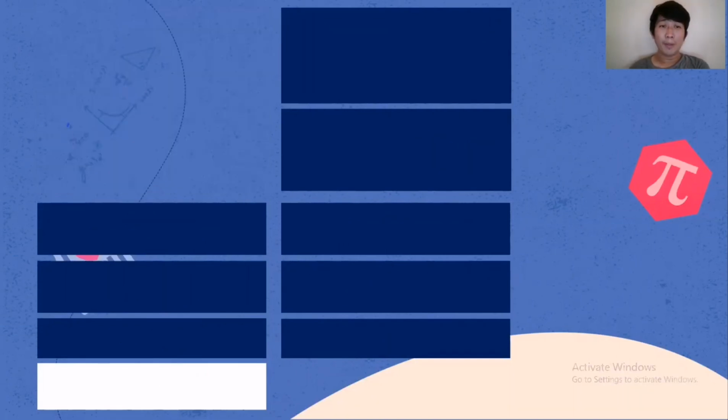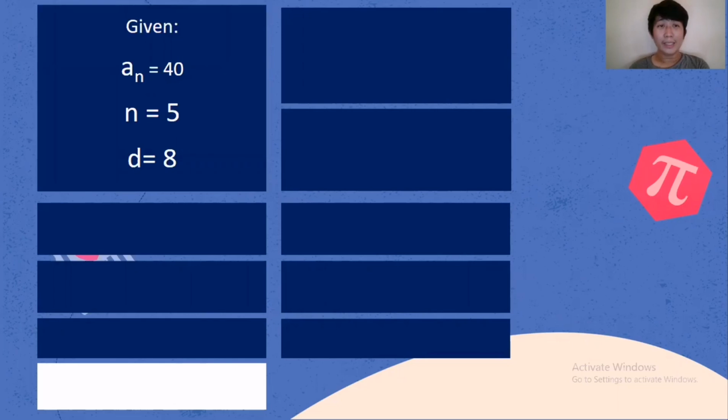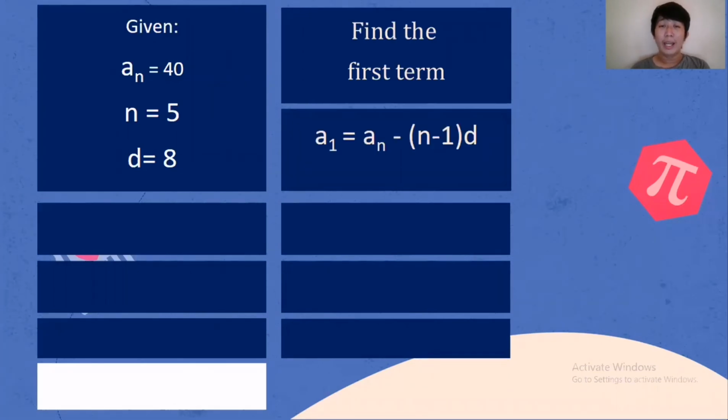Let's now try to solve another problem. Given a sub n is 40, n is 5, d is 8. Oh, a sub 1 is missing. That means we are going to find the first term based on the given example. What is the first term of the sequence? The formula to be used is a sub 1 is equal to a sub n minus the quantity of n minus 1 multiplied by d, where a sub n is 40, n is 5, d is 8.